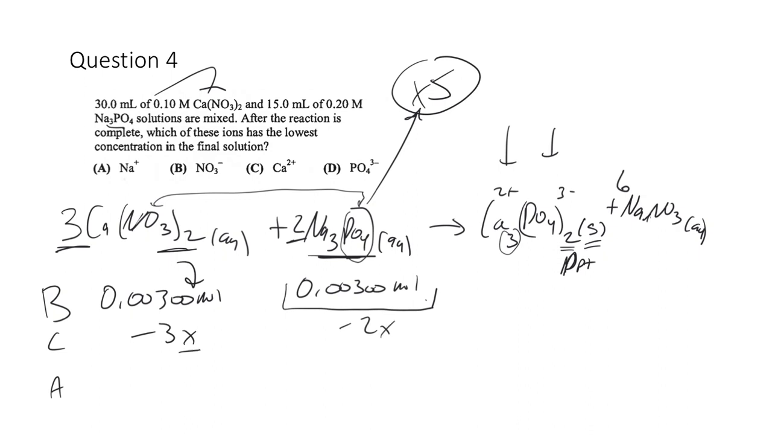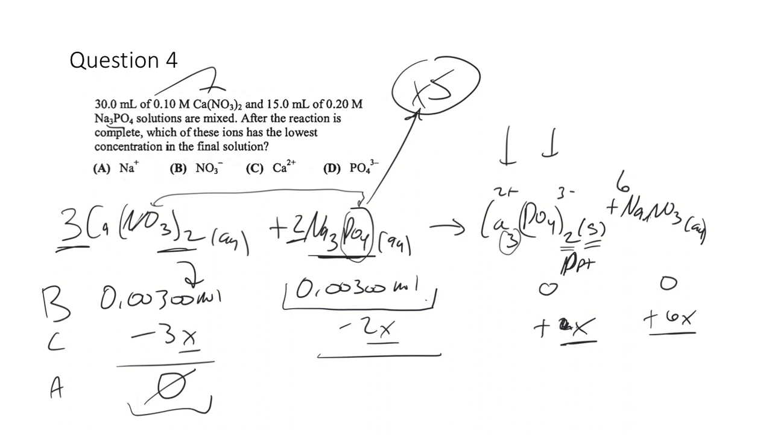And the X is just, for every X we lose 3X of calcium nitrate for 2X of sodium phosphate, and then we don't really need to worry about this for the sake of this problem, but plus X and 6X for 1 calcium phosphate and 6 NaNO3s. And then if after the reaction, this is the one that's consumed, that can let us solve for X. So if 0.003 minus 3X goes to 0, then we can solve for X as being 0.001.